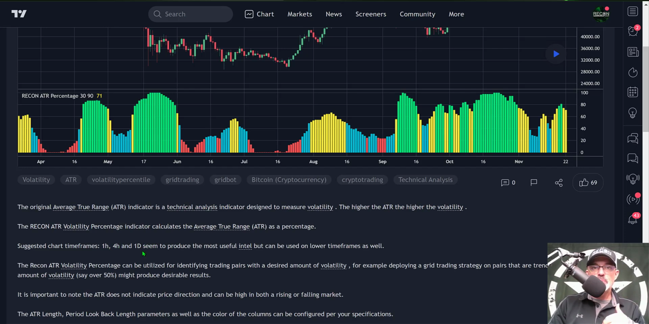The suggested time frames are going to be your 1 hour, 4 hour, and your daily charts. For the most part, I'm looking at daily charts, and that would be for longer term grid bots. If you're looking for short term grid bots, you might want to drop down to the 1 hour time frame. However, useful intel can be found on even lower time frame charts, just depending on your strategy.